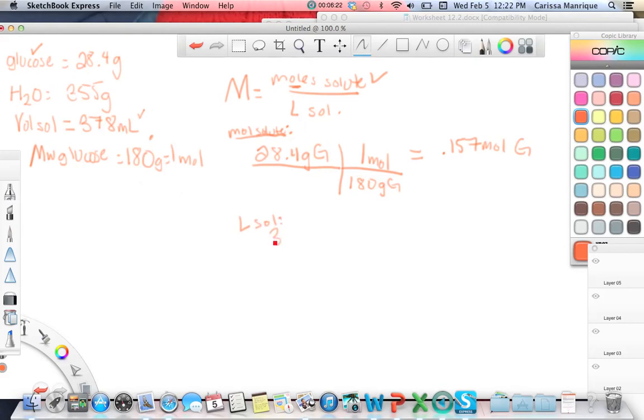So we have 378 milliliters. Okay. I don't want milliliters, I want liters. So I can put milliliters down here, so it'll cancel. Liters on top. So think, how many milliliters per 1 liter? That's 1,000. So we divide this out, and we'll get 0.378 liters. Okay? So all I did there is just put everything in the correct units that I need.